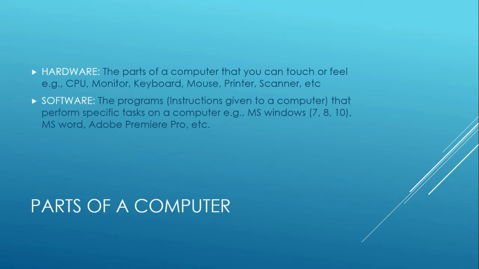Then secondly, we talk about the software. The software now, these are the programs or the instructions given to a computer that perform specific tasks on a computer. For example, the Microsoft Windows. So for example, you have the Windows 7, Windows 8, and right now we are using Windows 10. So this, of course, is the software, right? We also have Microsoft Word. We have also the Adobe Premiere Pro and many other software. So my friend, these are not tangible. You cannot touch or feel them. They are programs or instructions given to a computer. So my friend, I hope you've understood that.